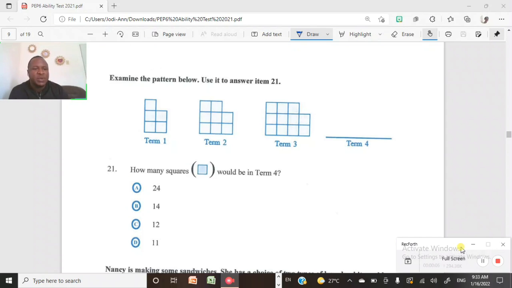Okay, so let us continue with the 2021 ability test past paper. Alright, so we're at question 21. It says examine the pattern below. Use it to answer item 21.